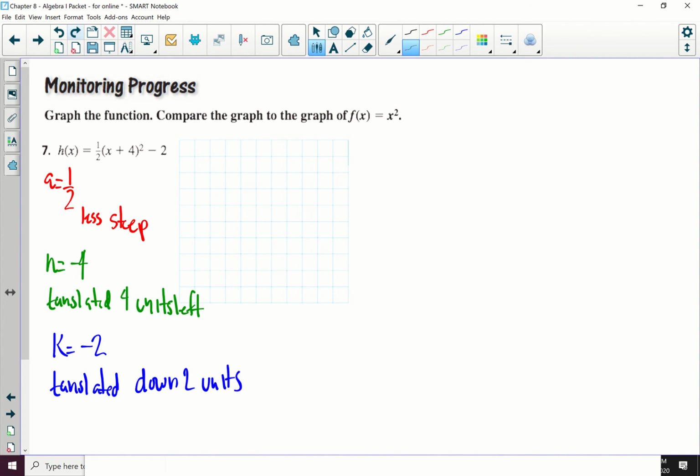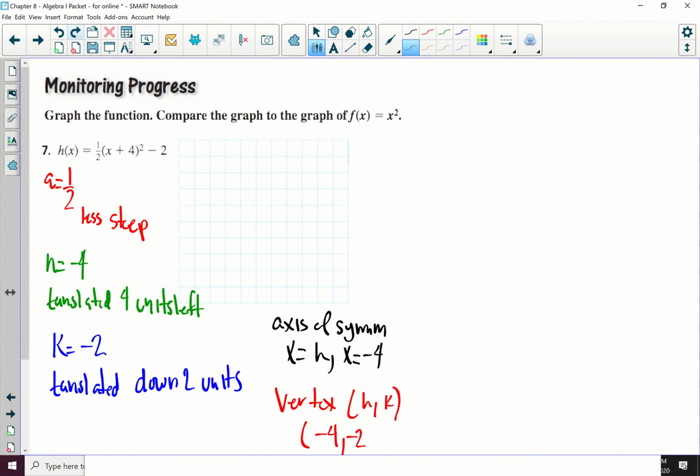Let's go ahead and see what we have. The axis of symmetry is x equals h, or x equals -4, because that's exactly what h is. Next, we want to find the vertex. The vertex is at the point (h, k). We have all those, so the vertex is at (-4, -2).